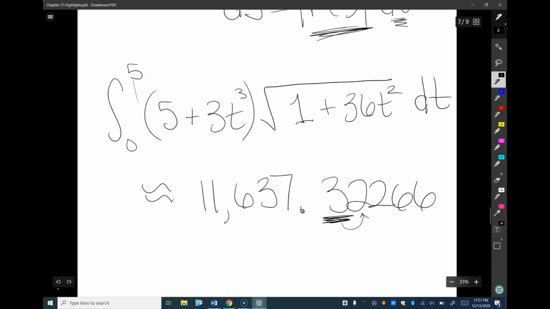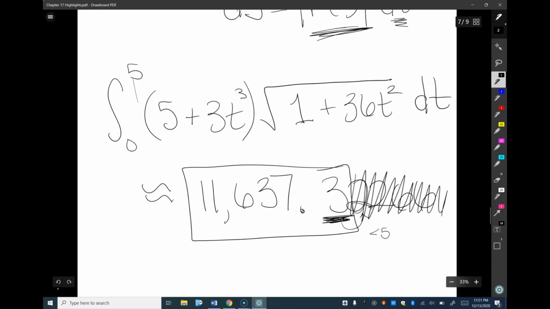That means we're going to look at this digit to decide whether the 3 is going to stay the same or whether we should round it up to a 4. So since this value is less than 5, that tells me my 3 stays exactly the same, and I can just ignore that stuff. So 11,637 and 3/10, or 0.3.